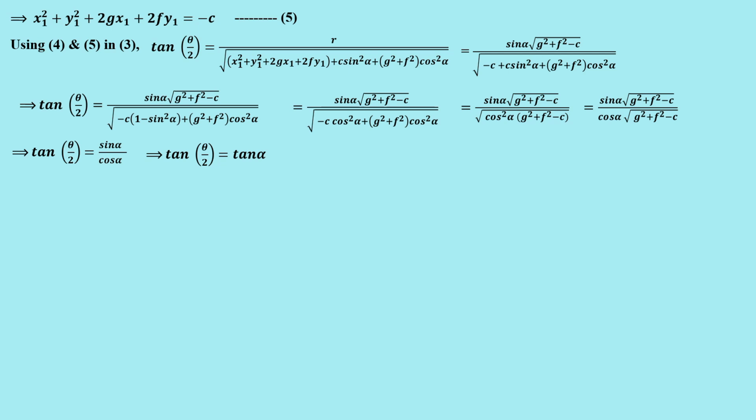So tan(theta/2) is equal to tan alpha, so theta by 2 is equal to alpha, so theta is equal to 2 alpha, which is to be proved.